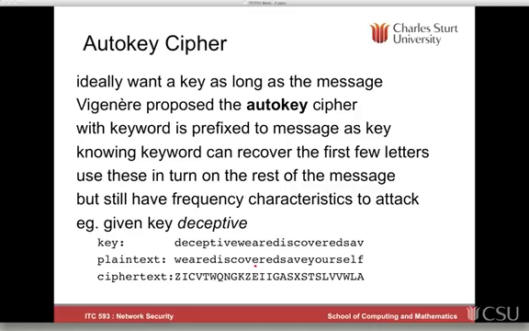When deciphering, recover the first 9 letters using the keyword deceptive. Then instead of repeating the keyword, start using the recovered letters from the message. You see the first few letters from the plaintext. As you recover more letters, you have more of the key to recover further letters.